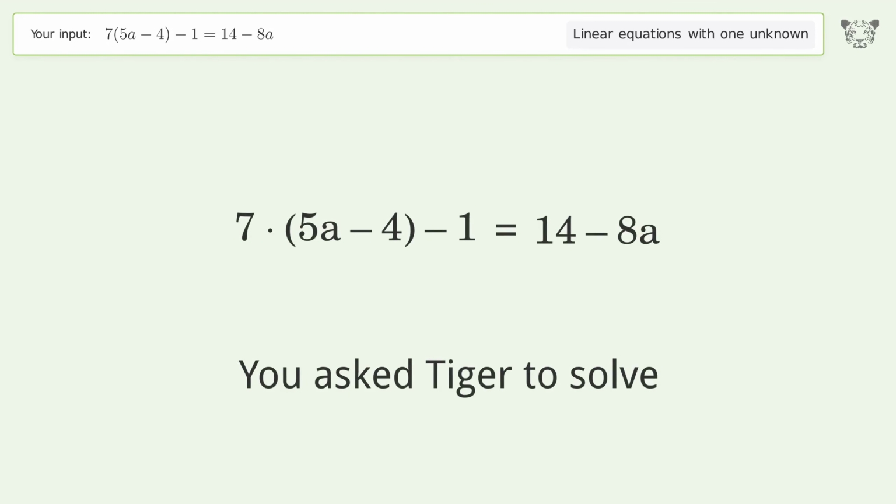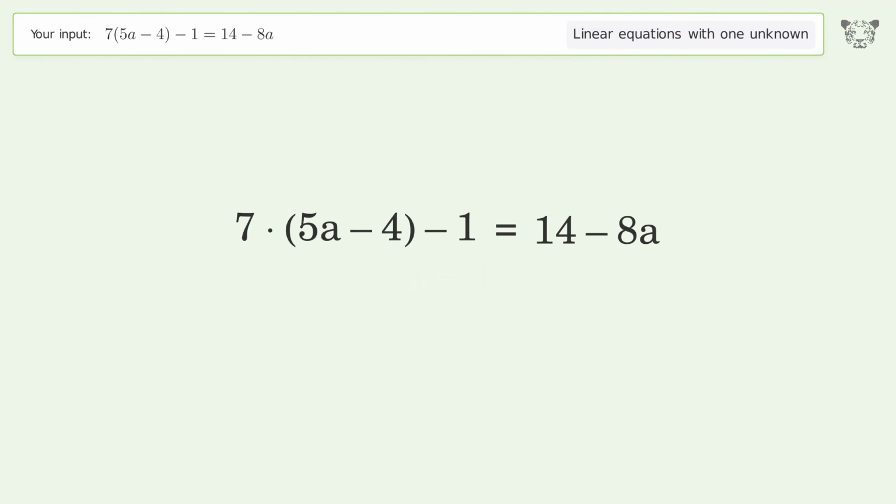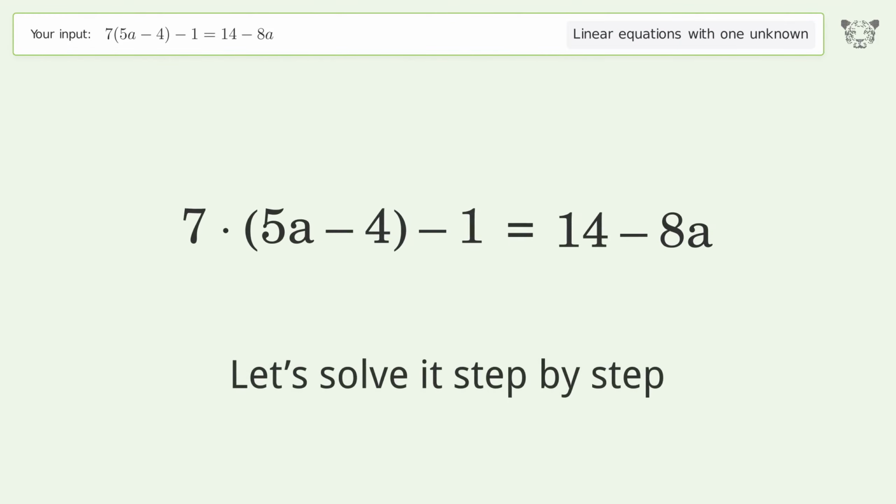You ask Tiger to solve. This deals with linear equations with one unknown. The final result is a equals 1. Let's solve it step by step.